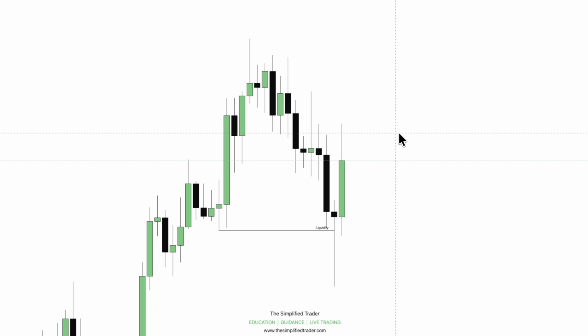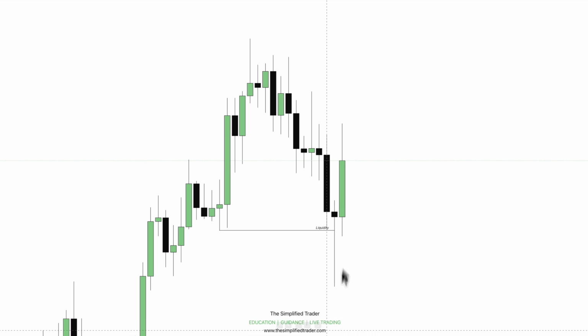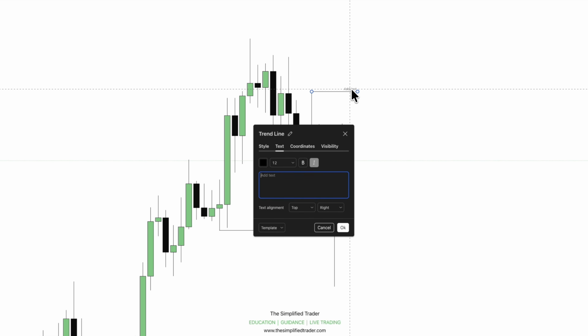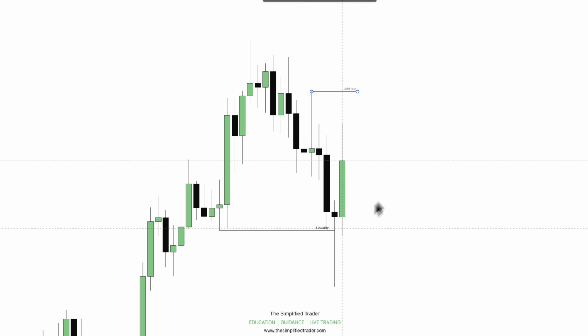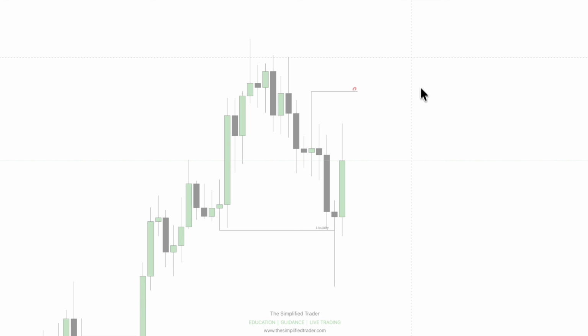So now, where do you think the market's going next? Well, we sweep out a low, we respect the low. What did I say? I said that the next point of draw on liquidity would be the next liquidity point. So this swing high would be my next draw on liquidity. So let's add a little magnet. This is my draw on liquidity. So now we can go ahead and drop to our 1 hour time frame.